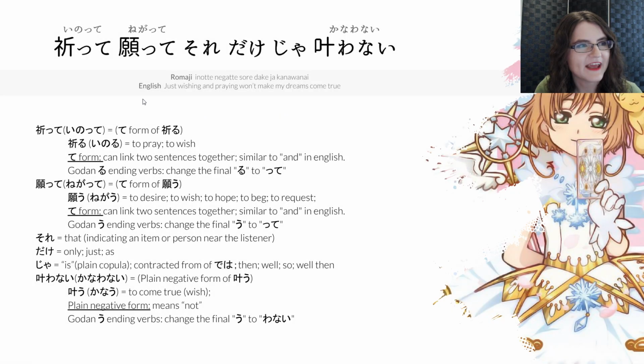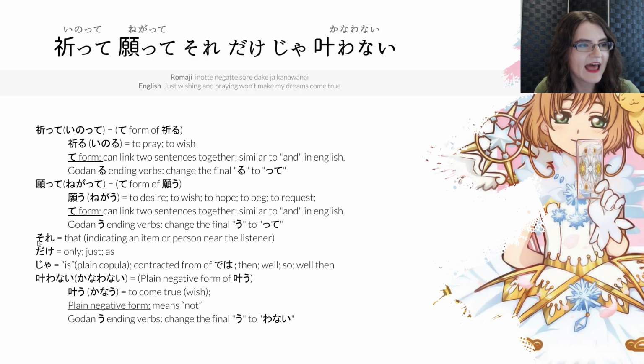Our next verse here we have inotte, negatte, sore dake ja kanawanai. So inotte is the te form of inoru, which is to pray or to wish. And yeah, it's that godan ru ending, so the same deal. That ru changes to a tiny tsu and a te, and the same with the godan u. So ru and u, they both become our tiny tsus here. So inotte, and this negatte from the verb negau, which means to wish or to desire. So this is praying or wishing, so similar concepts.